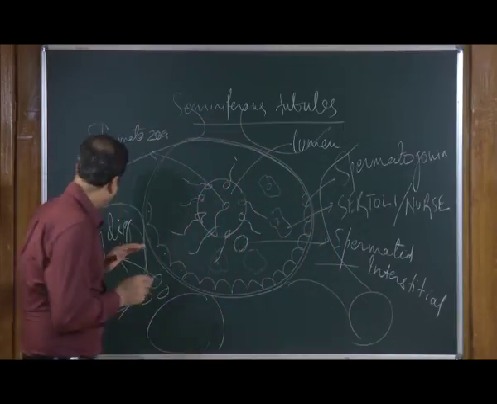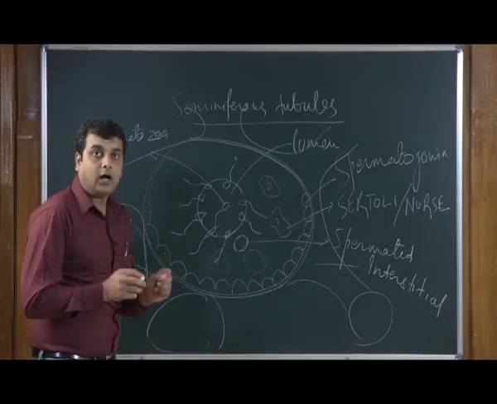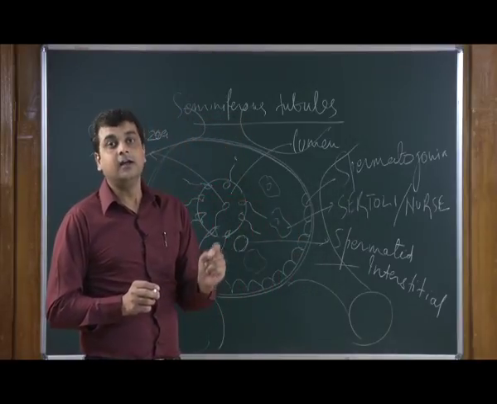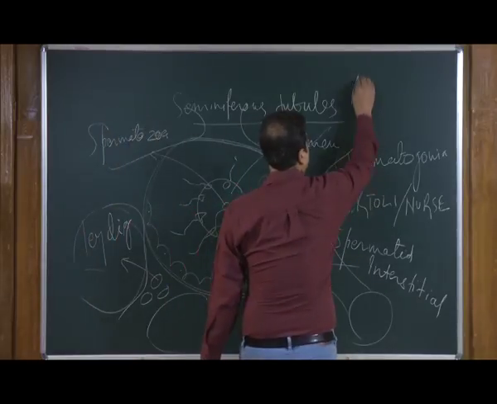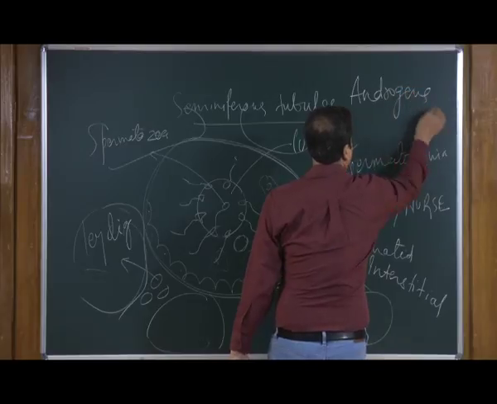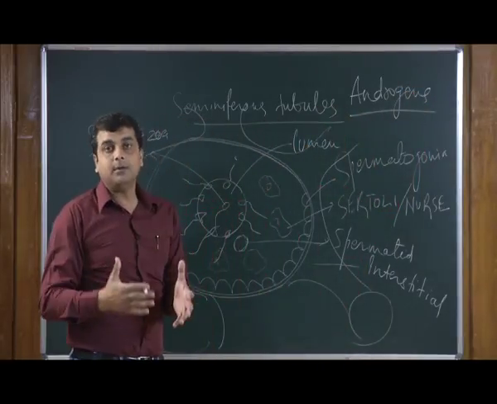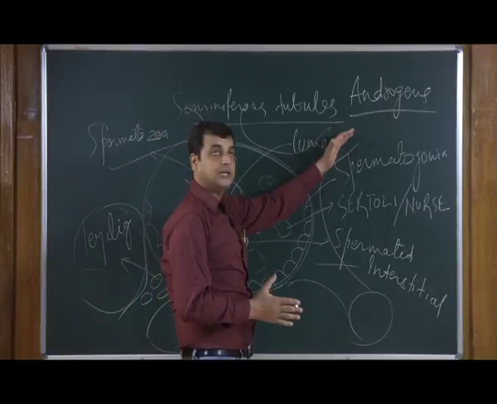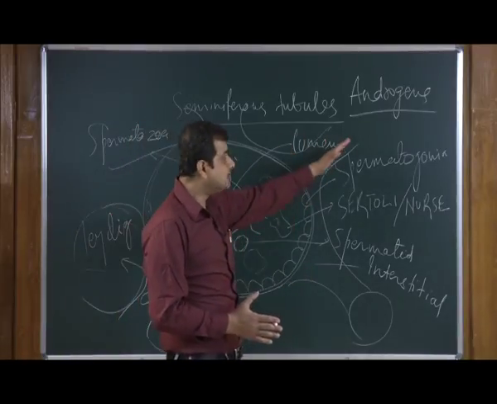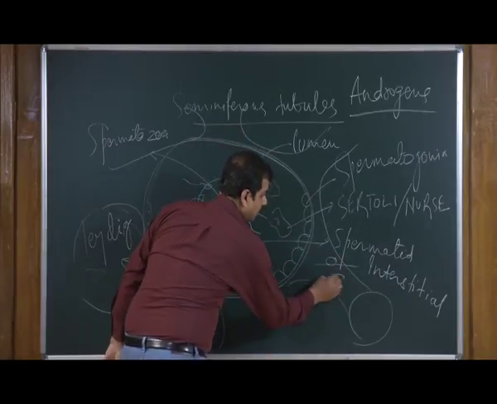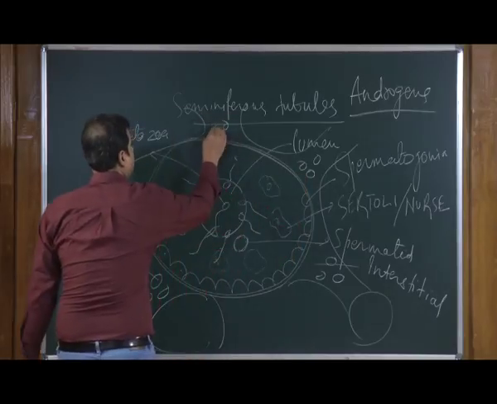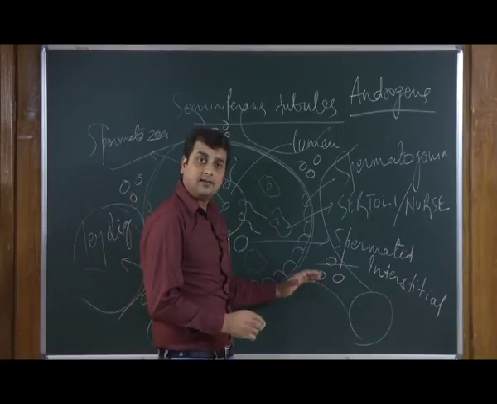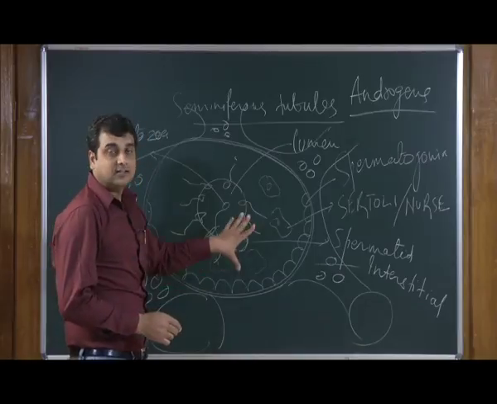Now, the important aspect about the Leydig cells is that they are involved in secreting hormones important for the male reproductive system. They are responsible for the release of what we call androgens. Androgens are the hormones involved in the maturation of the male reproductive system, the hormones which basically define the male characteristic features of a human being. So androgens are secreted by these interstitial cells, otherwise called Leydig cells, situated in the interstitial space. So these are the cellular organization of the seminiferous tubules.